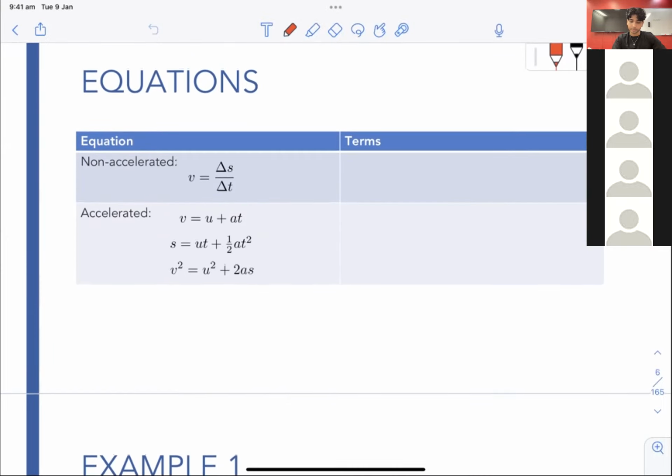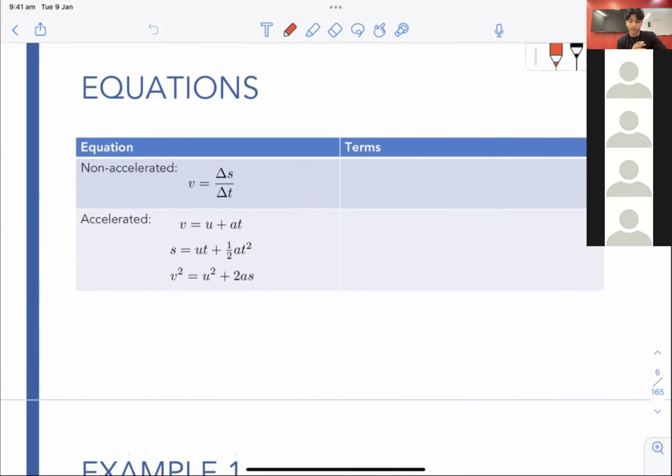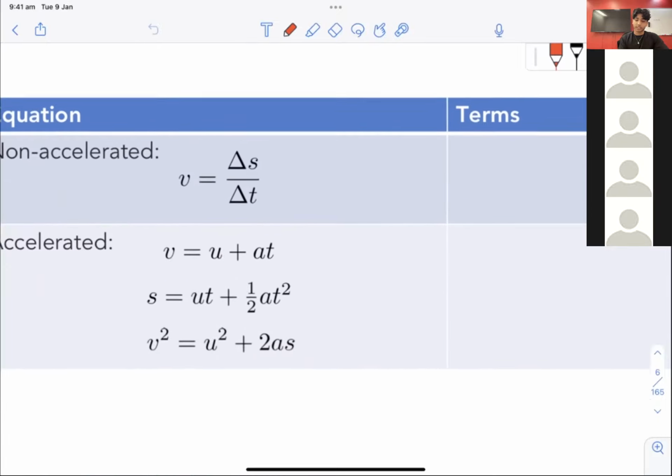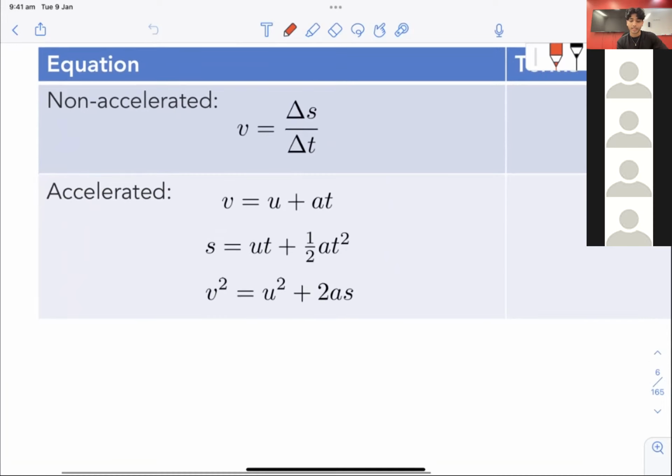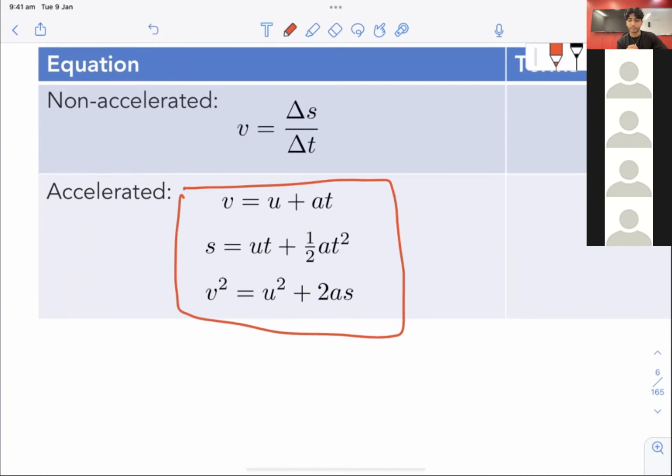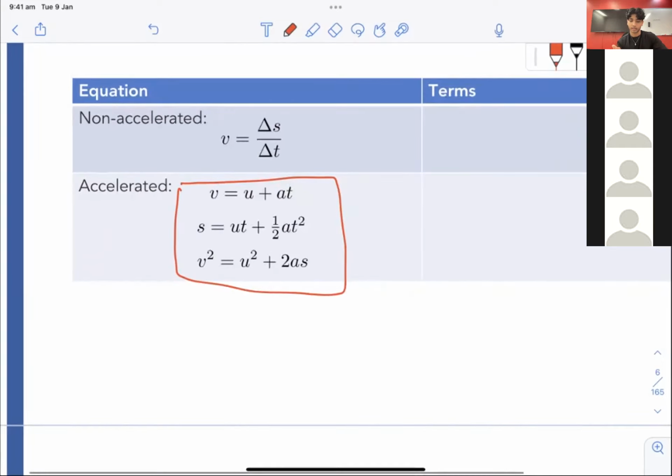Okay, so there's a few equations that we're going to start off with immediately. That's the non-accelerated equations and the accelerated equations. The non-accelerated is essentially just the equation for average velocity over a certain time period, given by speed over time. And these other three we'll look at in a bit more depth in a minute. These are your SUVAT equations, which we'll use a lot pretty soon.